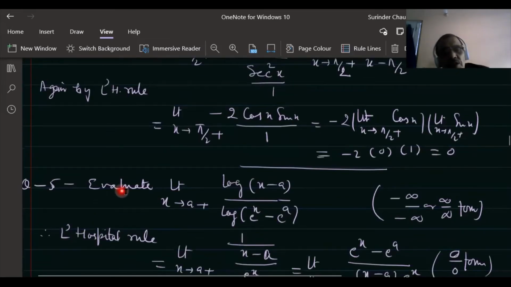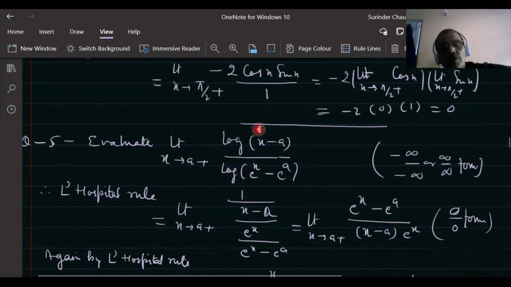Next, evaluate the limit as x tends to a from the positive side of log of (x minus a) upon log of (e^x minus e^a). Now put x equal to a: log of 0 is minus infinity, and the denominator also gives minus infinity, so it is infinity upon infinity form. So we can apply L'Hospital's rule. Differentiating f(x) upon g(x) as x tends to a from positive: the numerator gives 1 upon (x minus a), and the denominator gives 1 upon (e^x minus e^a) times e^x.